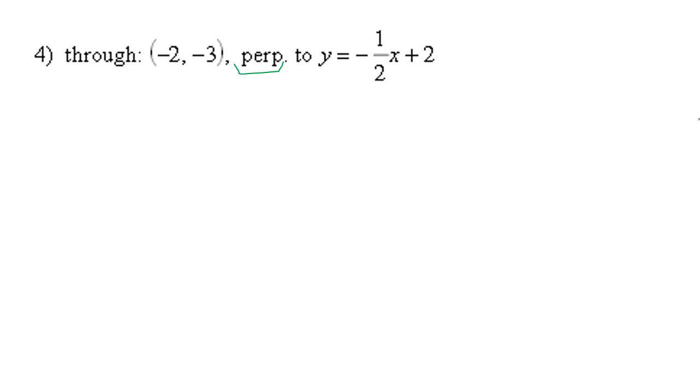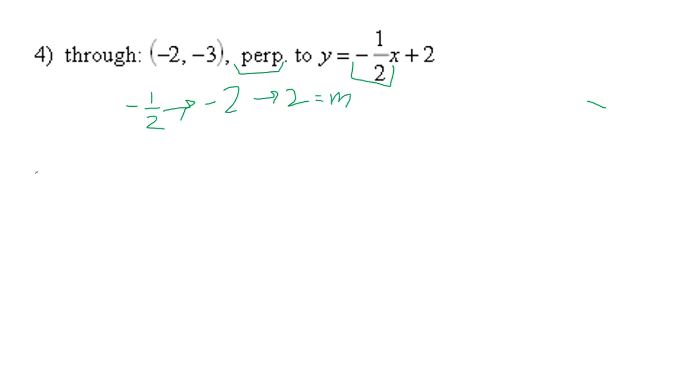All right, let's go over this one. Our old slope is -1/2. When we have -1/2, we're going to take the negative reciprocal. So -1/2 turns into -2, and the negative becomes a positive, so +2. So our slope is +2.